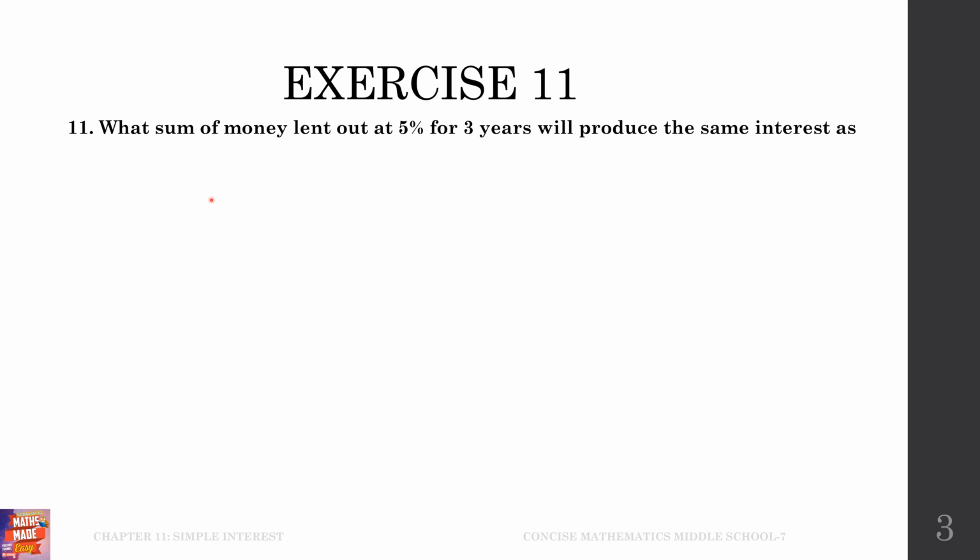Here is your homework. What is the sum of money lent out at 5% for 3 years that will produce the same interest as rupees 900 lent out at 4% for 5 years?